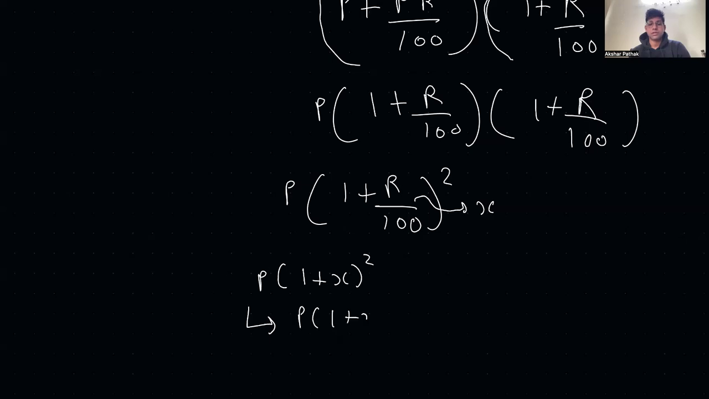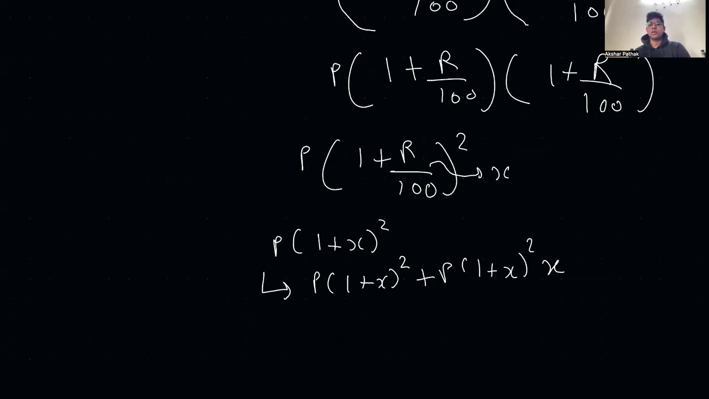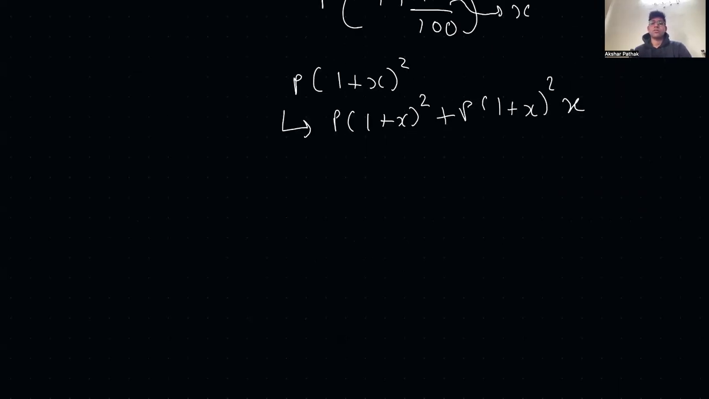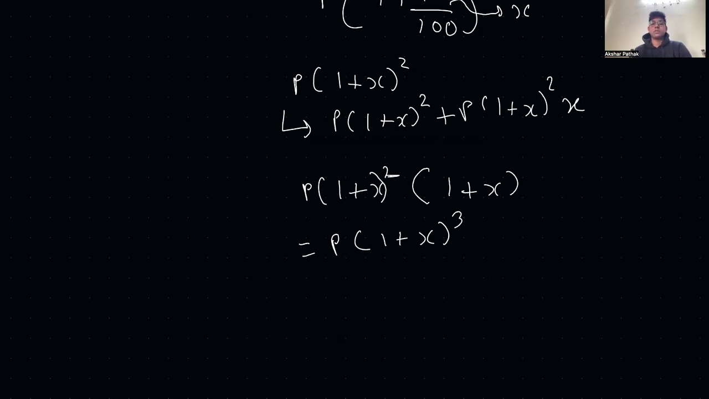P current plus P current into X. Okay, because R by 100 is X. So I think you don't have an issue up till now. So what's common now? I think P into 1 plus X whole square is common in both the terms, into 1 plus X. Can we write it P into 1 plus X whole cube? So this is for 3 years.